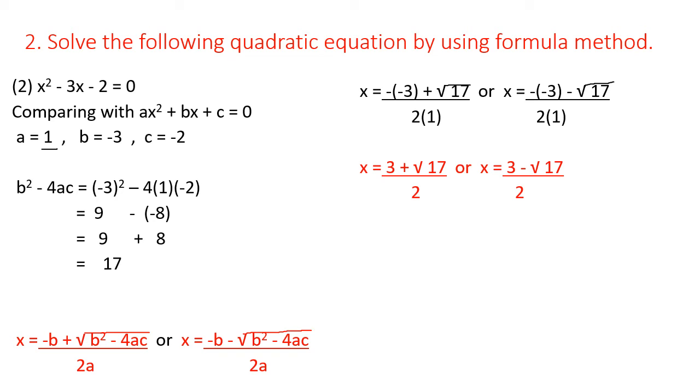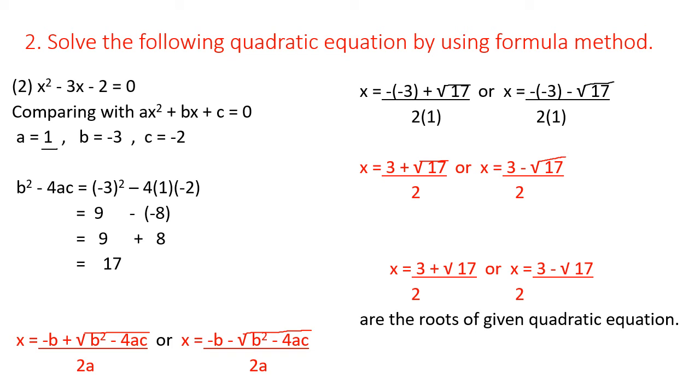Now after doing this we're just going to write down the final answer, because you cannot solve this further. 17, 2 and 3 cannot be solved further, so the final answer will be this. So x is equal to 3 plus root 17 upon 2 and 3 minus root 17 upon 2 are the roots of the given quadratic equation.